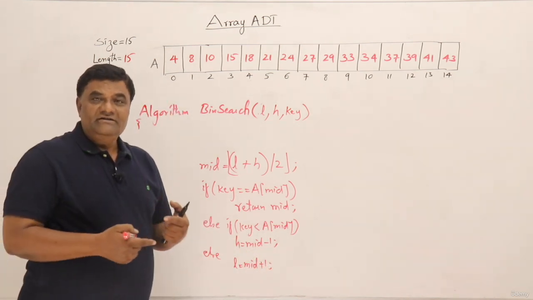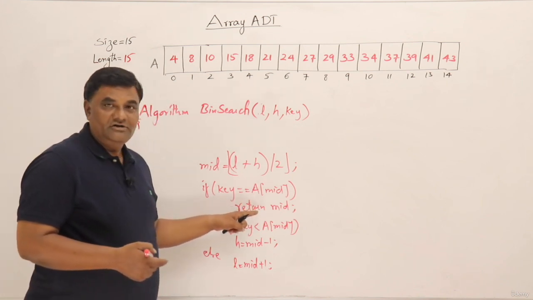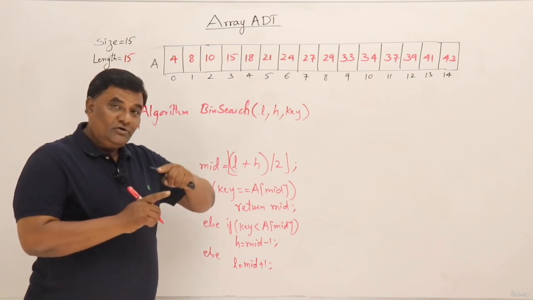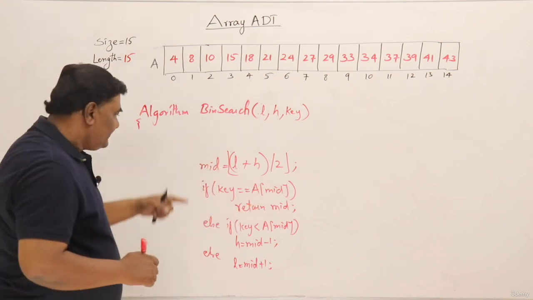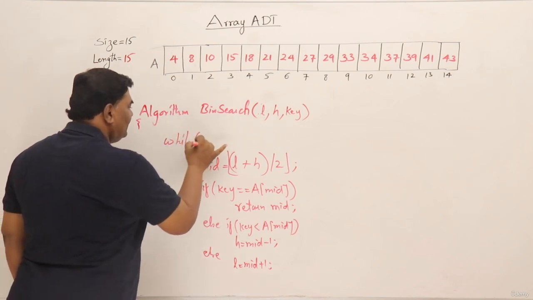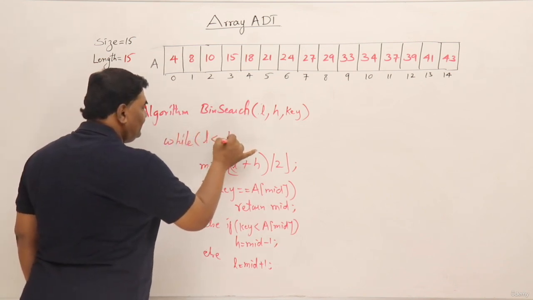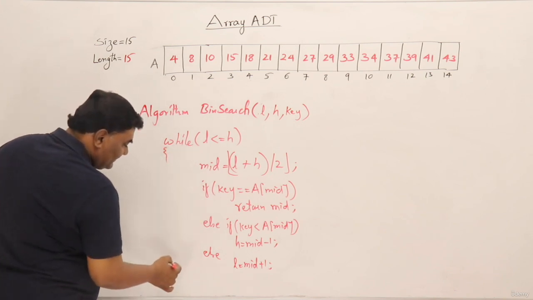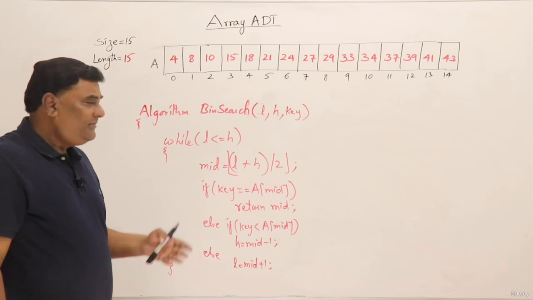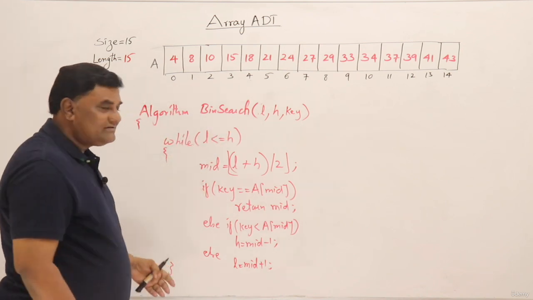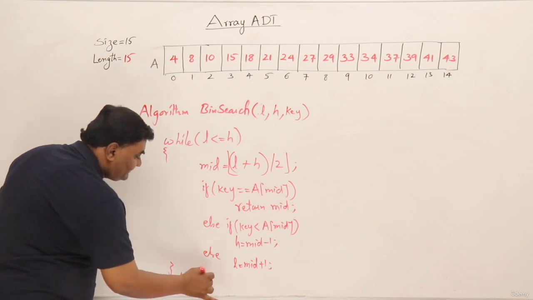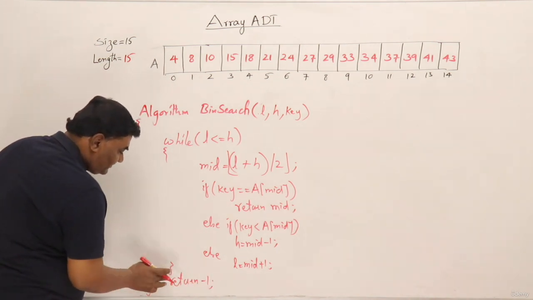So we have to go on doing this until the element is found. Or if the element is not there, we should stop when low becomes greater than high. So we have to do it repeatedly. How long should we do this? While low is less than or equal to high, we should continue. If low became greater than high, then we stop, which means the element is not found. So we can return minus 1, saying that the key element is not found.